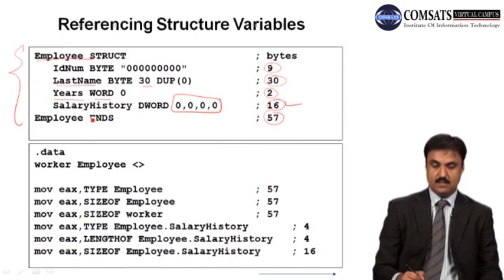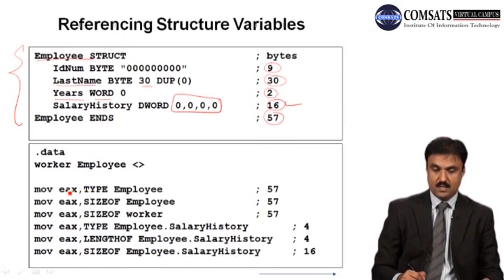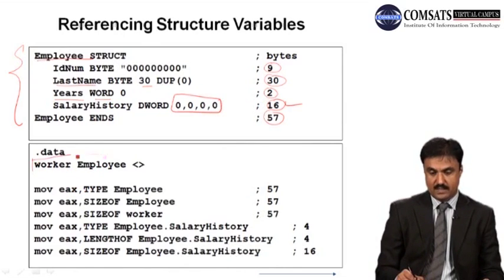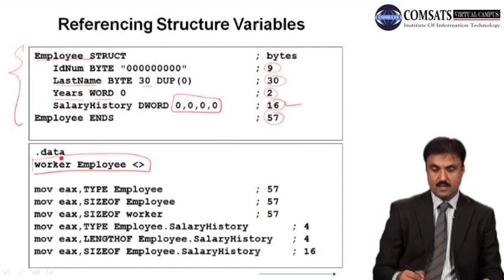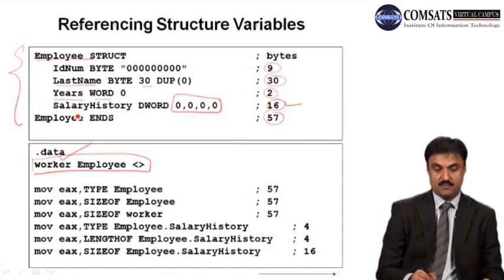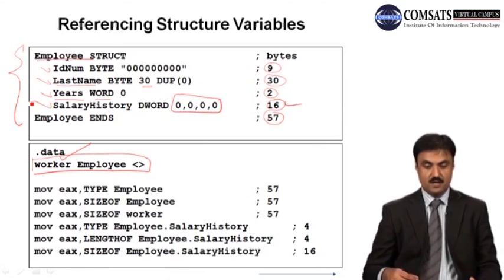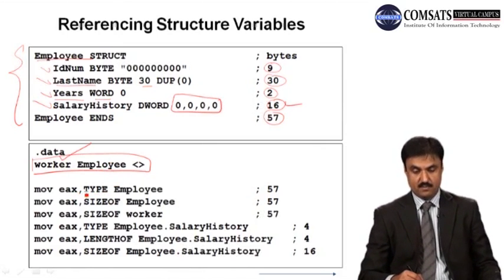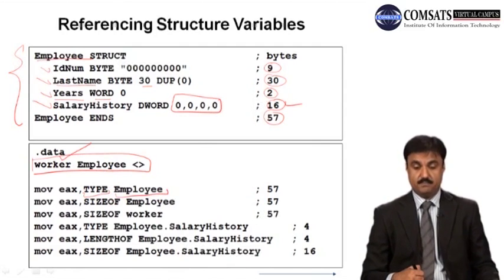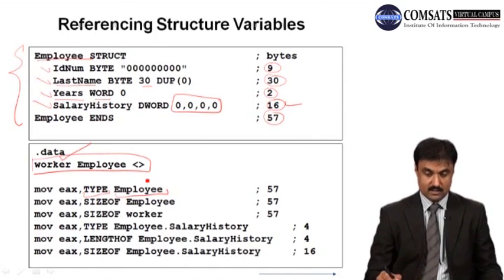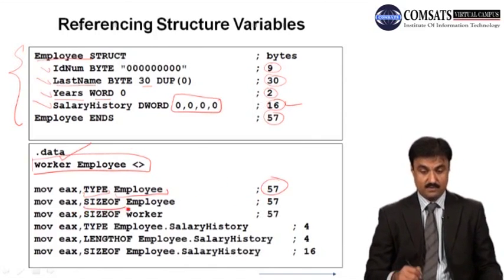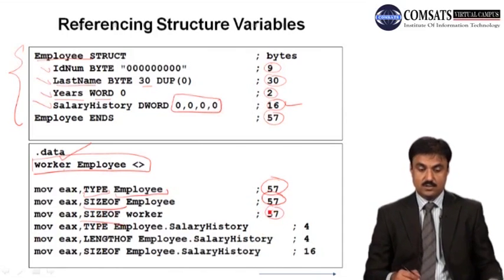So if I want to access the elements, how can I access them? For example, I've already defined a variable named worker. This worker has 4 elements: ID num, last name, years, and salary history. If I say TYPE employee, it will give me the number of bytes. So the type of employee, we know, is 57. SIZEOF employee is the same, 57. SIZEOF worker is also 57. So this is the complete whole.